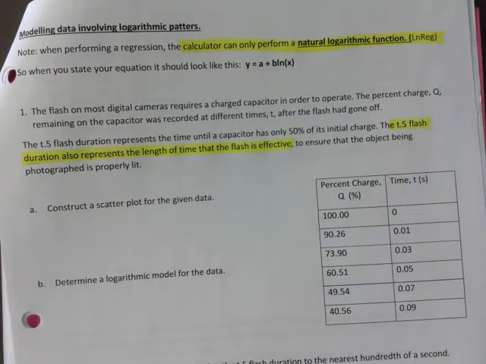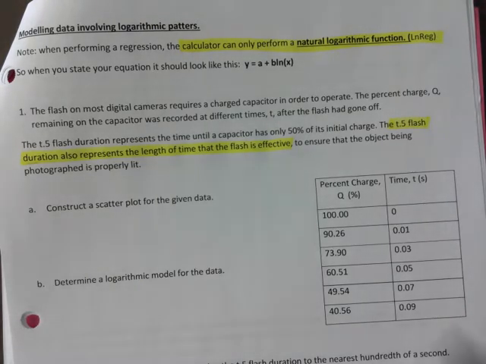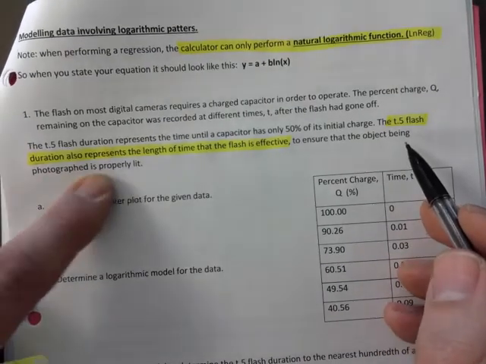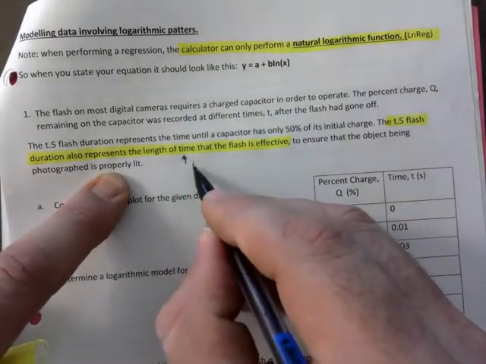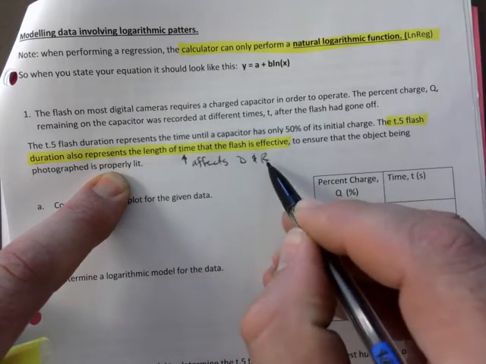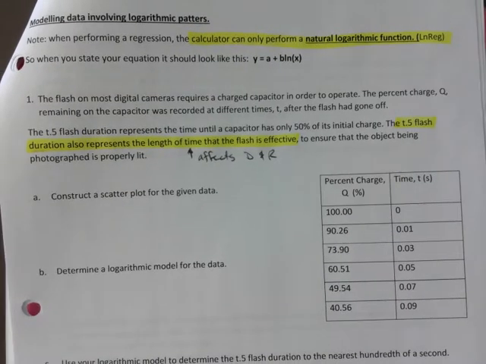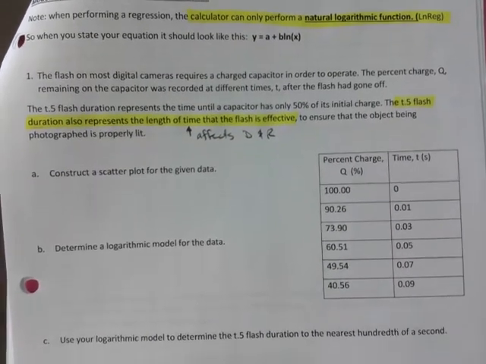That's going to come back when we come up with a domain and range. It's only effective after that. The flash, if it's lower than that, you're not going to get a good picture. Okay, to ensure the object is being affected, domain and range, right? Most likely there's some kind of limitation put on there. And so let's go ahead and calculate that.